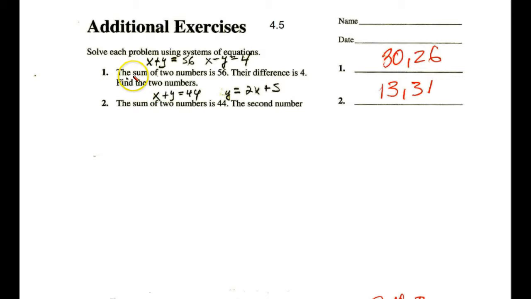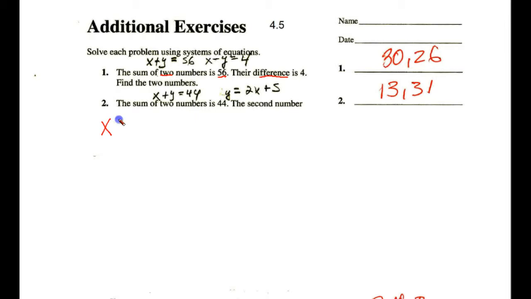We can read them carefully. The sum of two numbers is 56. Well, we'll let x equal one number, y equal the other number, so the sum of two numbers is 56. Their difference, again indicating subtraction, is 4. So the first number minus the second, the difference is 4. So these are our two equations. But how do we solve them?